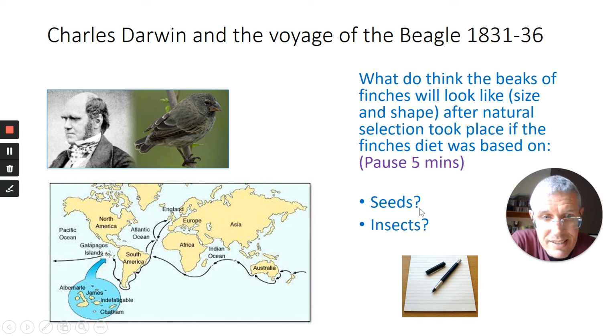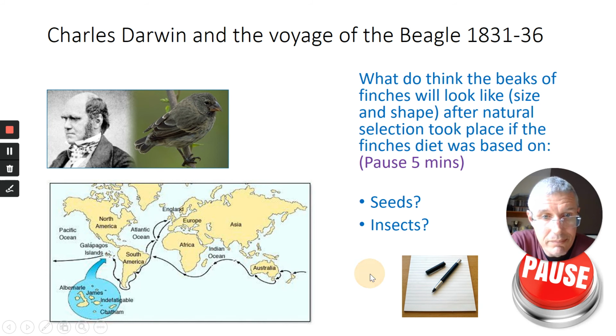So if you try and eat a seed, sometimes quite difficult, or catching little insects. What do you think the beaks would be like for catching little insects? So 5 minutes to have a think about that.